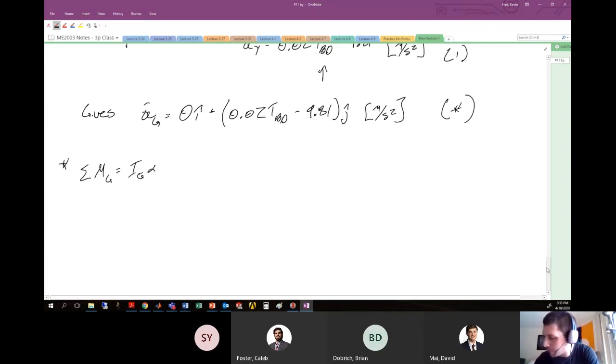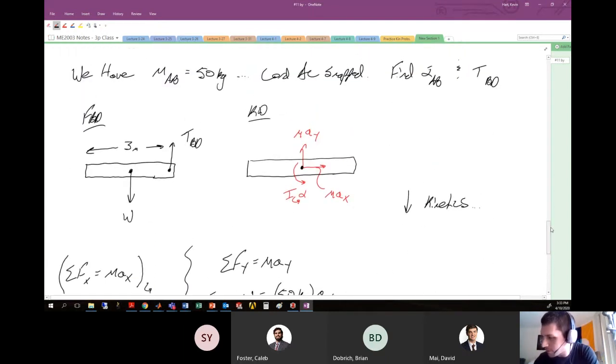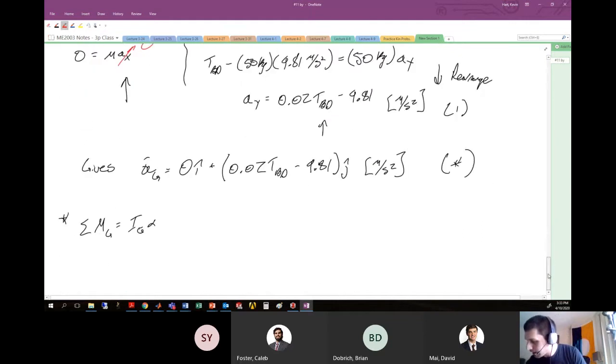Okay, so the sum of moments about point G, if we're looking at this particular free body diagram, remember here, this is point G. The only force that's going to contribute any moment is the tension at this particular location, with a moment arm here that is half of this 3 meters. If I follow the right-hand rule, the moment is going to be a positive k hat. So on the left-hand side, we have the tension in BD times the moment arm, 1.5 meters, equal to the mass moment of inertia of this object.